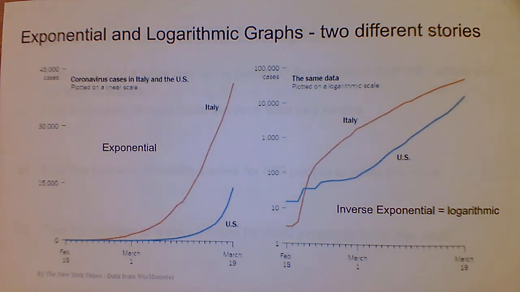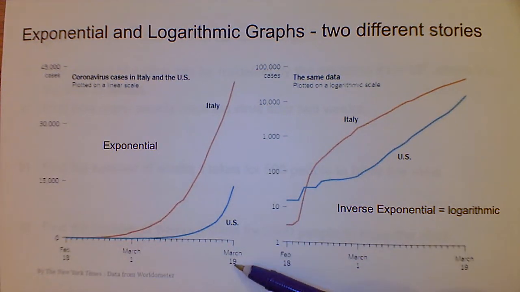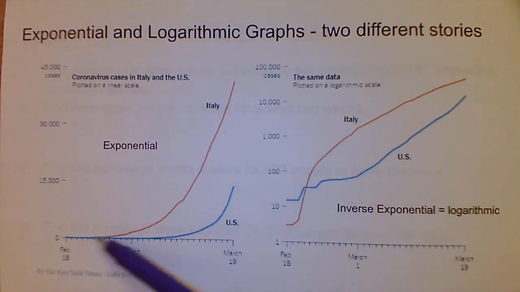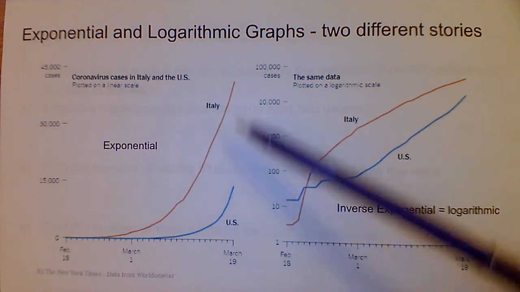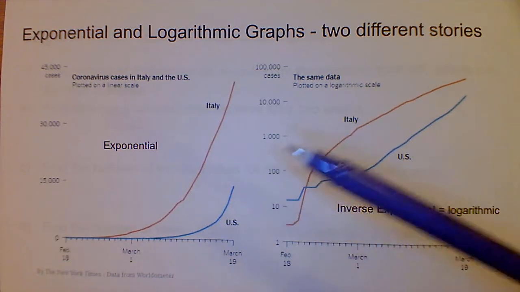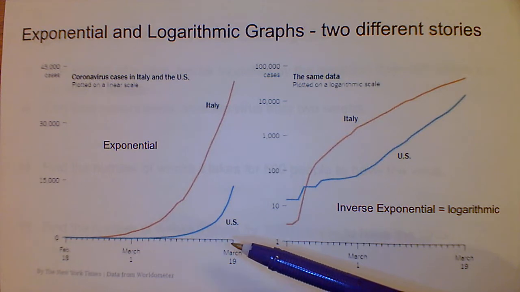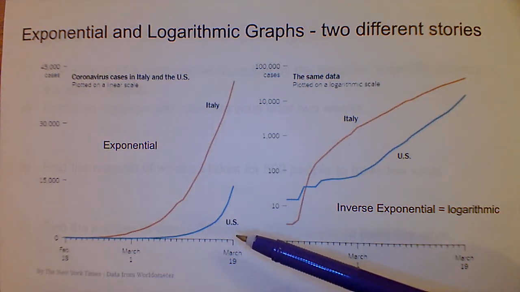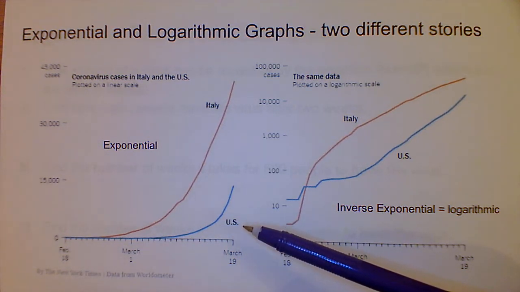So exponential and logarithmic graphs, they're two different stories. This is of coronavirus cases, and I just wanted to pop a real world example on you. It's like, why do we need to know logarithms and exponents? Well, because you have to understand that it tells you two different stories. So this was from February 18th to March 19th, and this was the exponential curve, and this is what we've been looking at. And when we look at the exponential curve, we see that US looks like it's pretty far behind Italy.